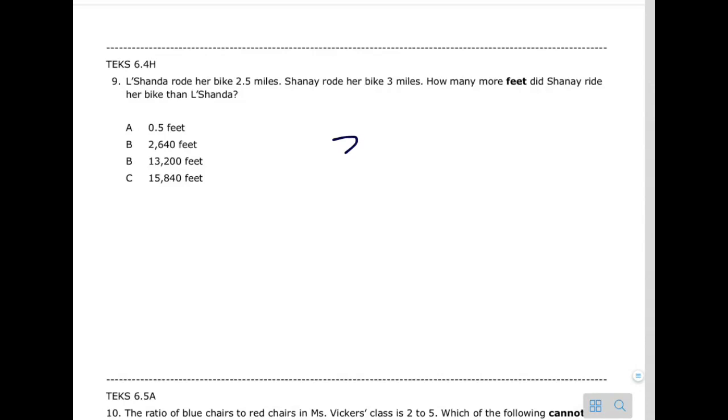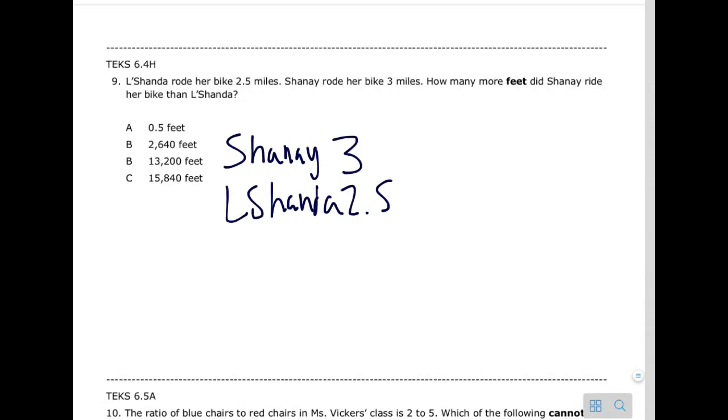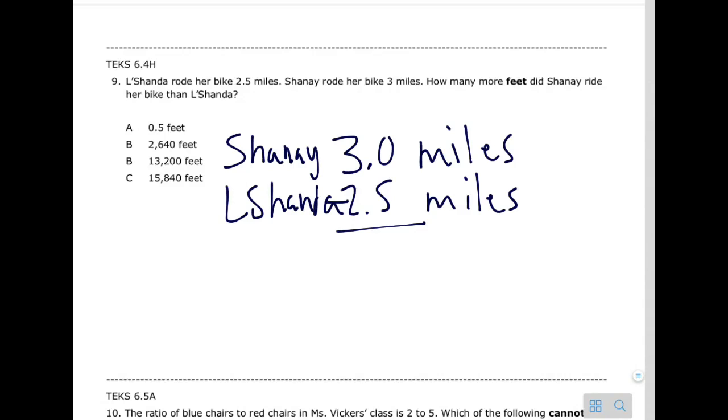So I have 3 miles for Shanae, and I have 2.5 miles for Lashonda. So I'm going to have to subtract those to figure out what's the difference, or how many more miles does Shanae go than Lashonda. These are both miles, so they're both the same unit, and I'm subtracting.